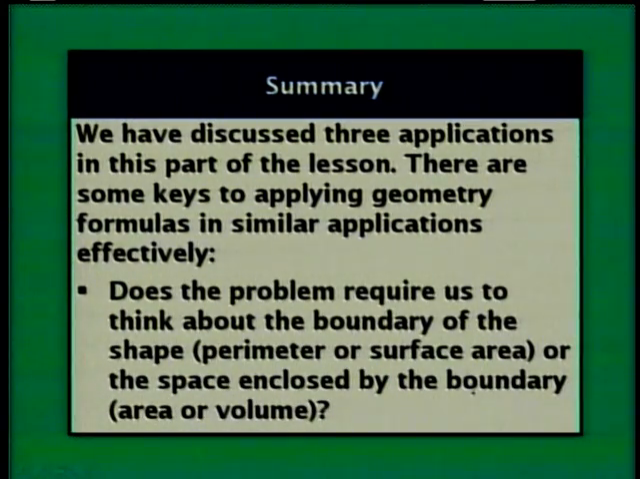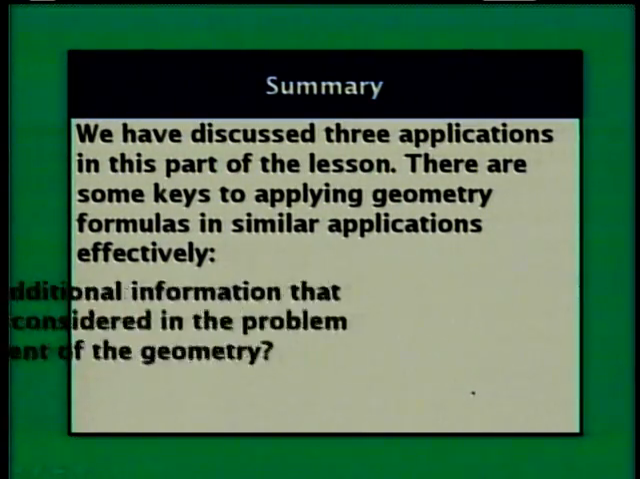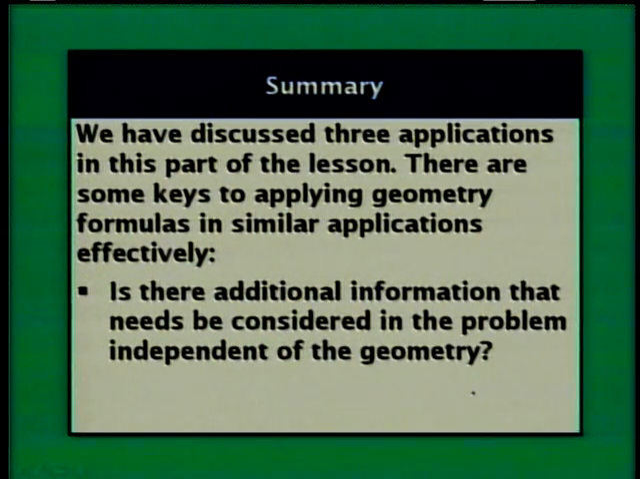Does the problem require us to think about the boundary of the shape, perimeter or surface area, for example, or the space enclosed by the boundary? Do we have to calculate area or volume? And finally, is there any additional information that needs to be considered in the problem independent of the geometry? None of these problems said, find the volume of the object. They were all phrased in different ways, and we used volume, we used area, we used surface area to solve the problems, but we needed to bring in additional information in order to answer the question. So that finishes up Lesson 12.